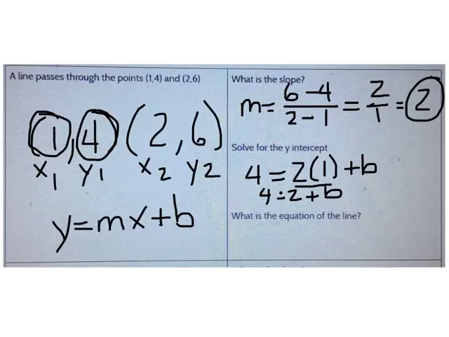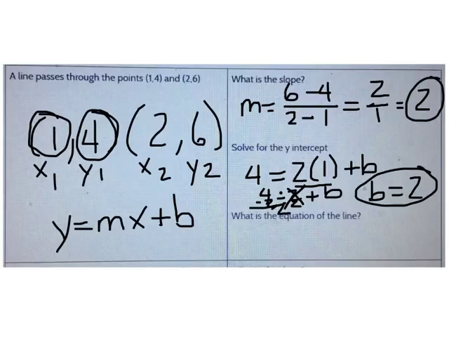What should I do now to isolate b? I can subtract 2 from both sides. When I do that, 2 and negative 2 cancel out, and I can solve 4 minus 2. What's 4 minus 2? It's 2. So b equals 2. Now I can write my equation by plugging in m and b. Y equals 2, the slope, x, plus 2.